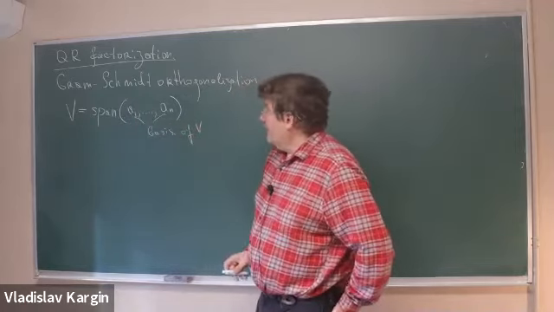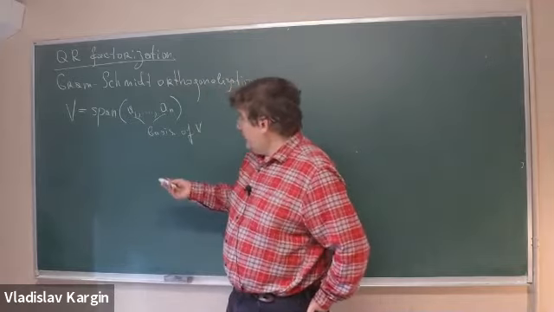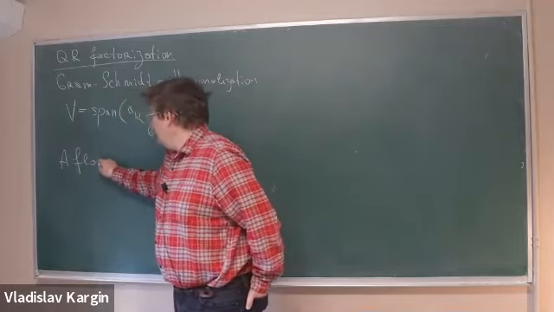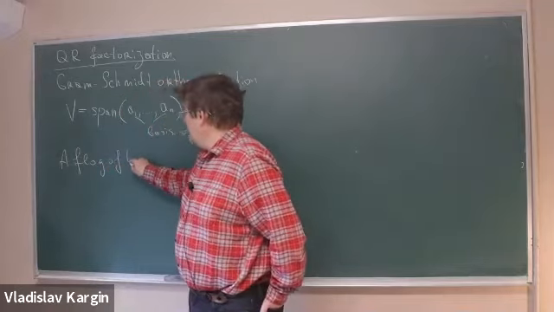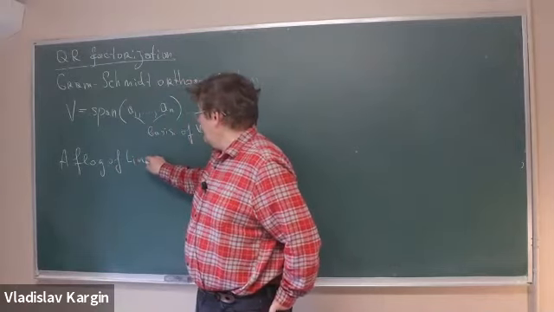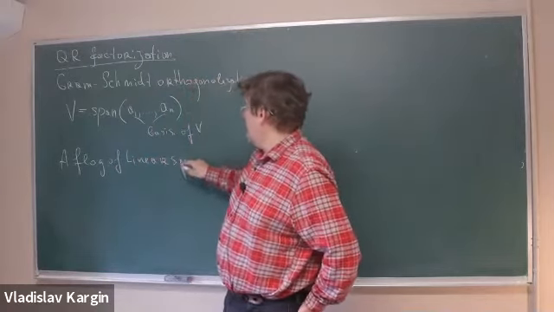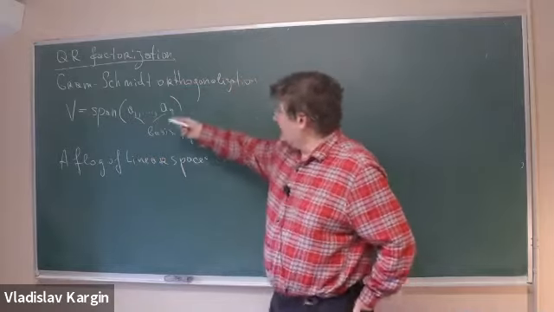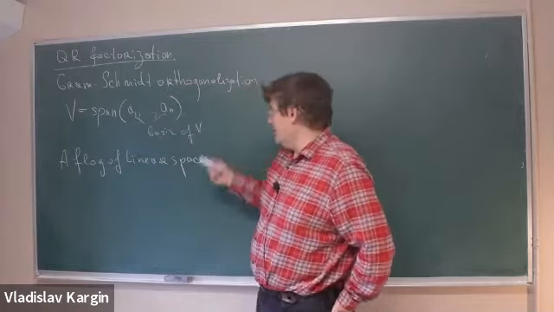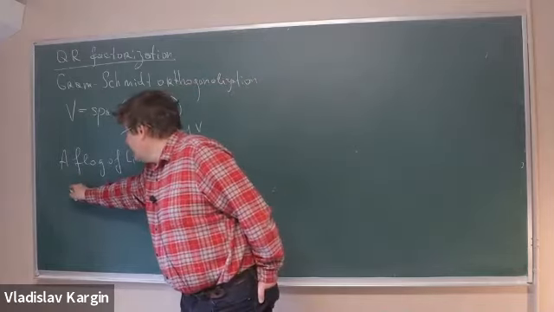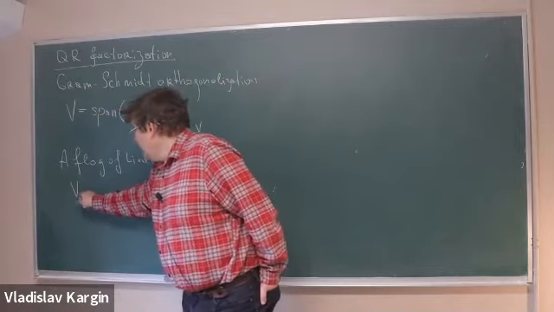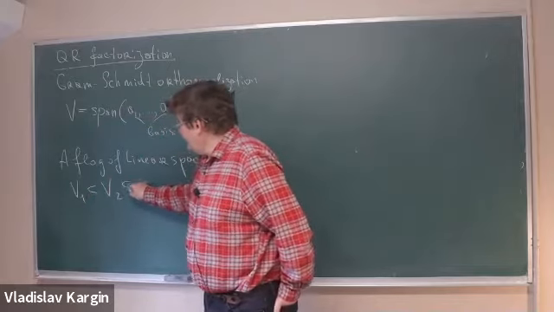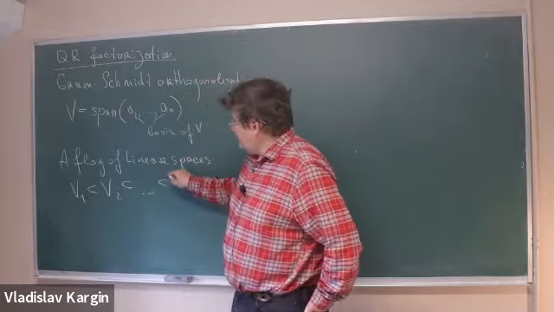A1, ..., AN. Or more generally, you can have something called a flag of linear spaces. You might think that it's important that it's A1, then after that A2, and so on. So basically you have a space V1 included in the space V2, included in the space V3, and so on, included in the space Vn.